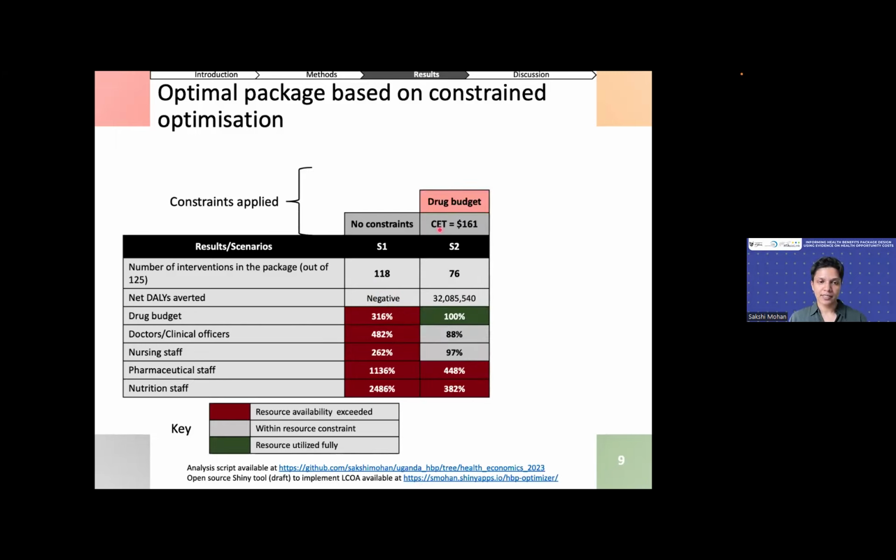So at the next stage of the analysis, we incorporate the drug budget. And as expected, now we have a smaller package of 76 interventions. We are within the drug budget and we use all of it. But even in this scenario, the health workforce capacity is exceeded.